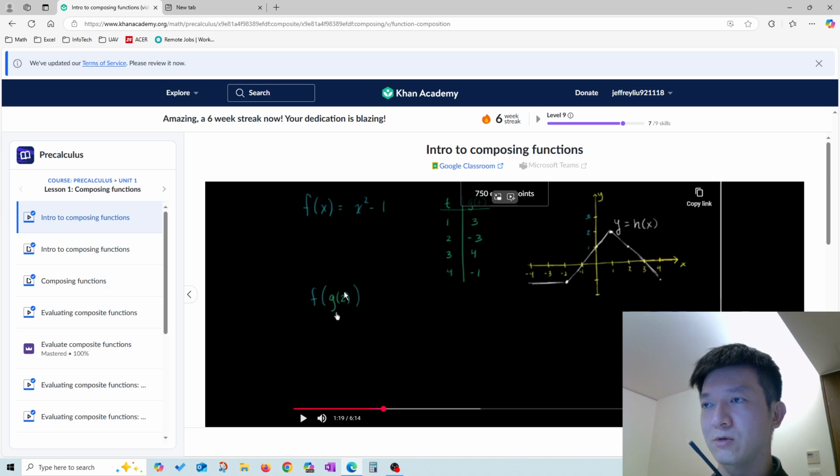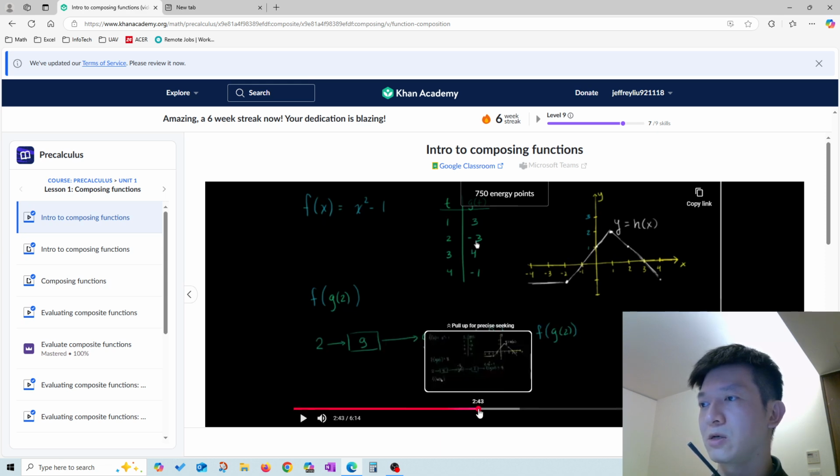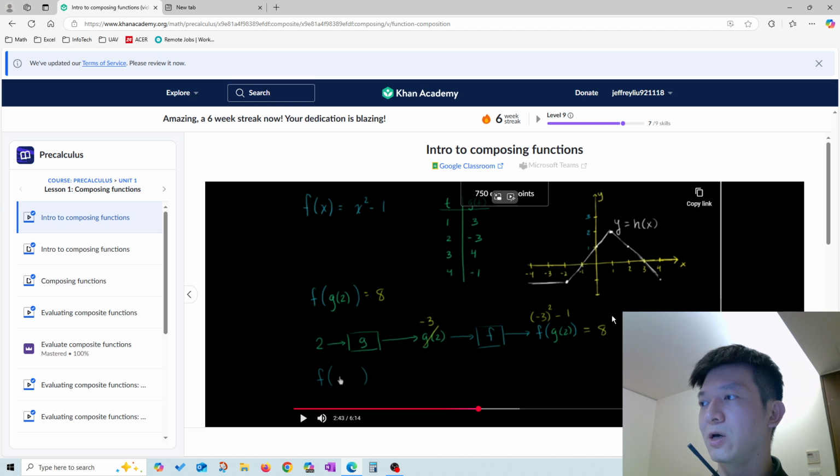Okay, so it's -3. Then that jumps out from inside to the outside, and that jumps out to f of x, right? But our x will be what? Which is g of t, which is y of this table, -3. That becomes the x of f of x, which is -3. You plug -3 into here, which is 9, and -1 is 8. So supposedly this will be 8, okay?